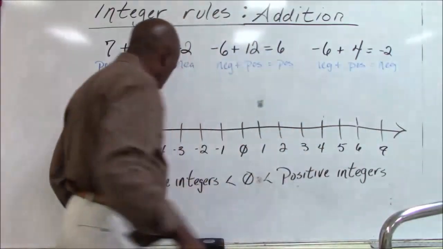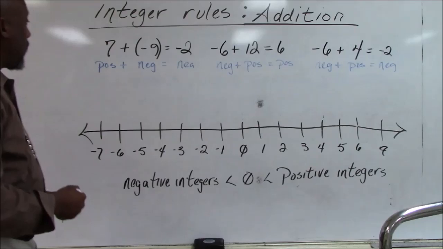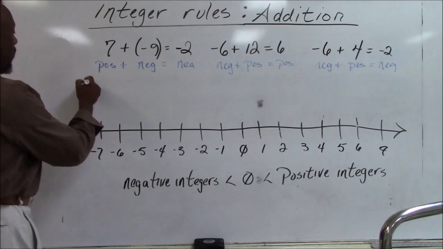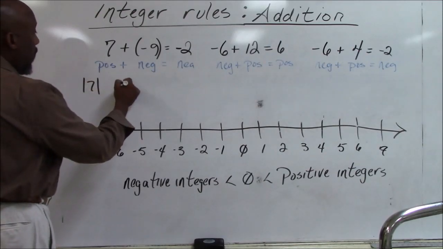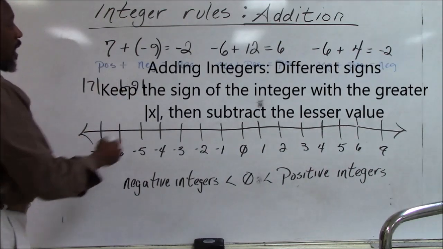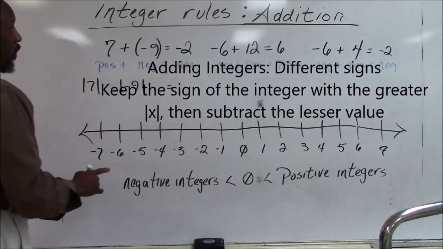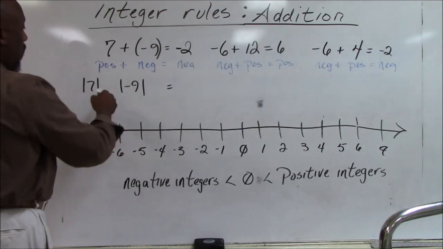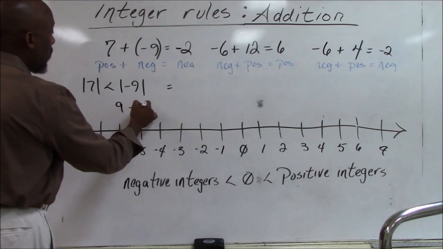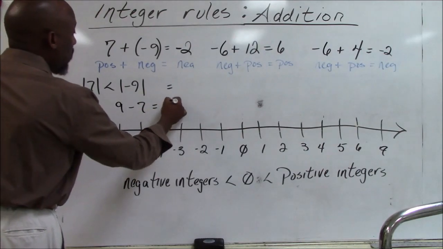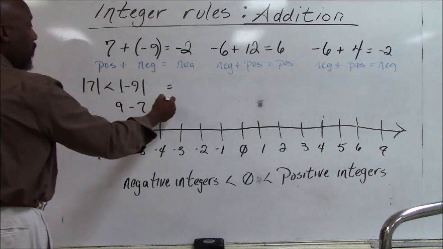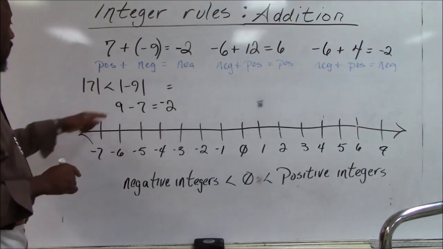The rule for adding different signs is you find the higher absolute value. So I'm going to compare the absolute value of 7, and I'm comparing it to the absolute value of negative 9. And the rule says you keep the sign of the higher absolute value, and then you subtract the lesser value. So the absolute value of negative 9 is greater than 7, so I'm going to do 9 minus 7, and my answer is going to be 2. And in my problem, it started off as a negative, so my answer is going to be negative 2. Keep the sign of the higher absolute value, then you subtract.